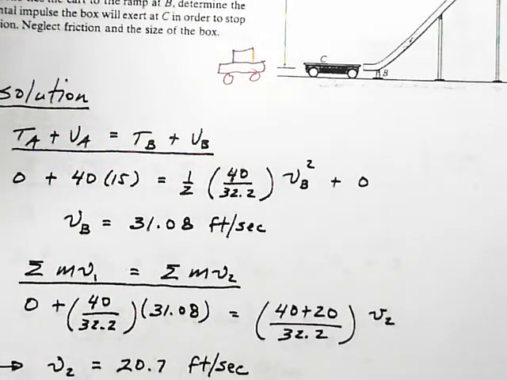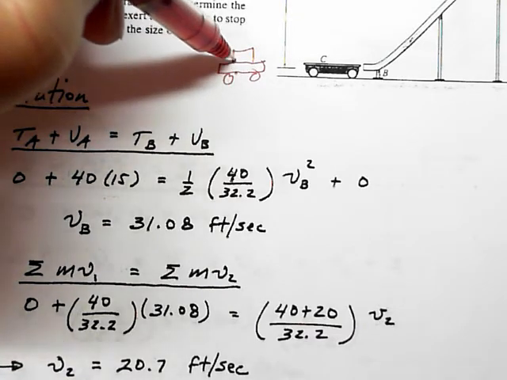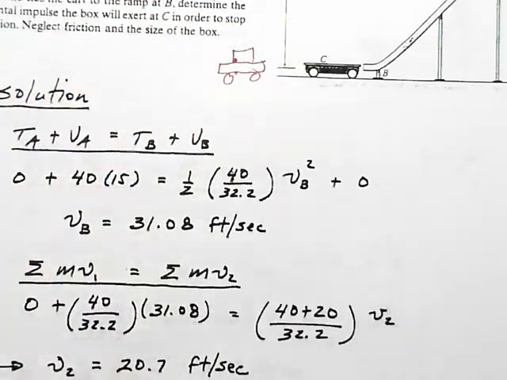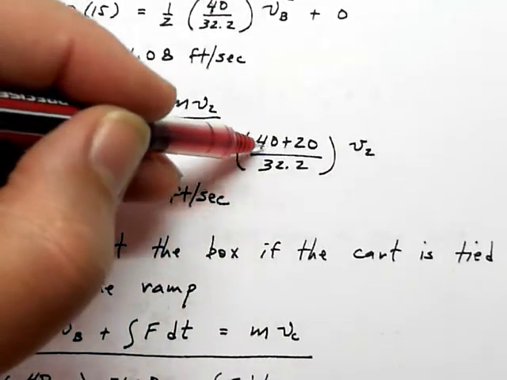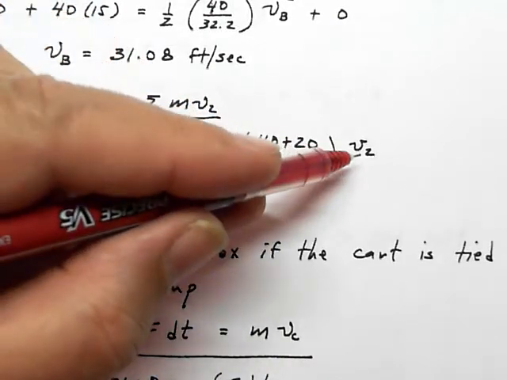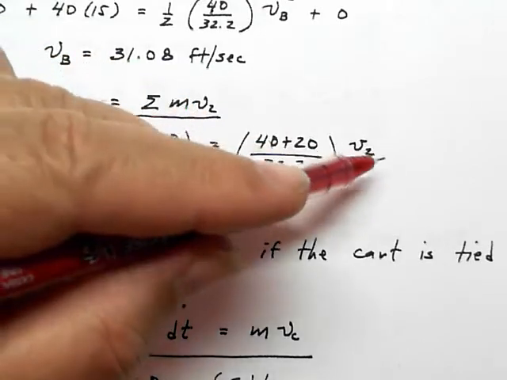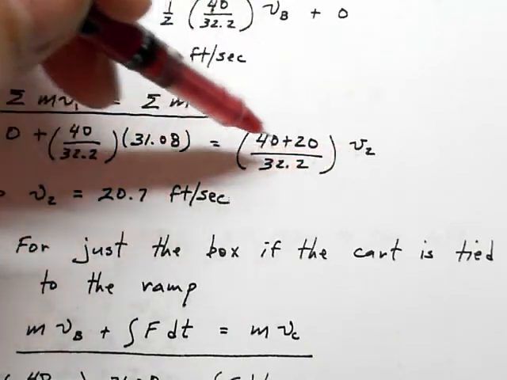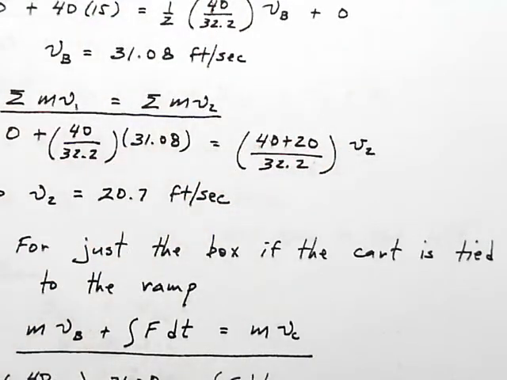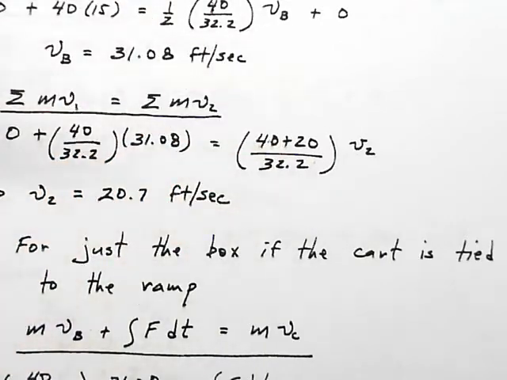And so what that means is both the cart and the box have achieved the same velocity. That's what no sliding means. So what we'll do is say the mass of the box times the velocity they share, plus the mass of the cart multiplied by the velocity they share. But we recognize they share the same velocity, so we can just add the two masses together and treat it as one mass. And so the 40 plus 20 over the 32.2.